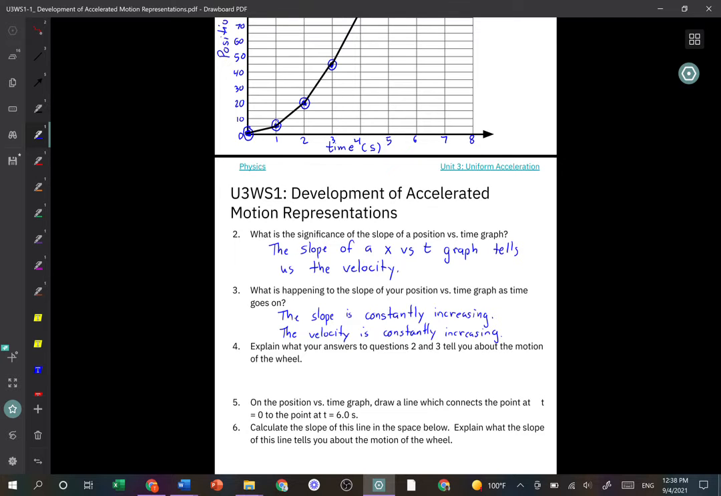Now, if we remember from problem 2 that the slope of a position versus time graph tells us the velocity, and from number 3 that the slope or the velocity is constantly increasing, then answering number 4 will be relatively simple. Question 4. Explain what your answers to questions 2 and 3 tell you about the motion of the wheel. As long as we are answering these in real-world terms, we can explain that the motion of the wheel is that it is constantly increasing in velocity.